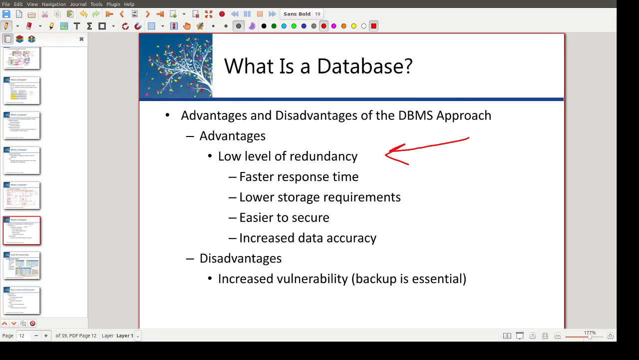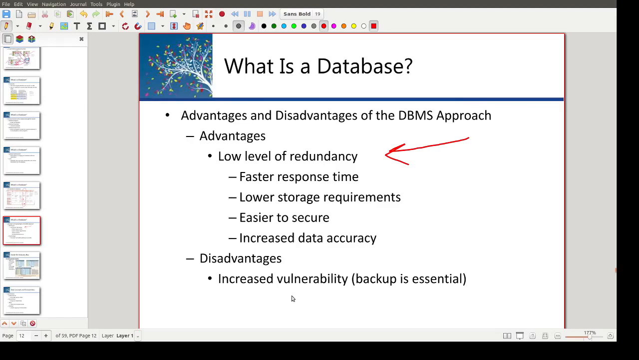If you don't have much redundancy, then you have faster response time, lower storage requirement, and it is easier to secure because you are securing little data. It also gives increased data accuracy because you don't write the same field many times in many places. For example, if you made a mistake in one place and did it right in some other place, then you have a mismatch between these two data, so the data accuracy will be affected if you are not using database management systems.